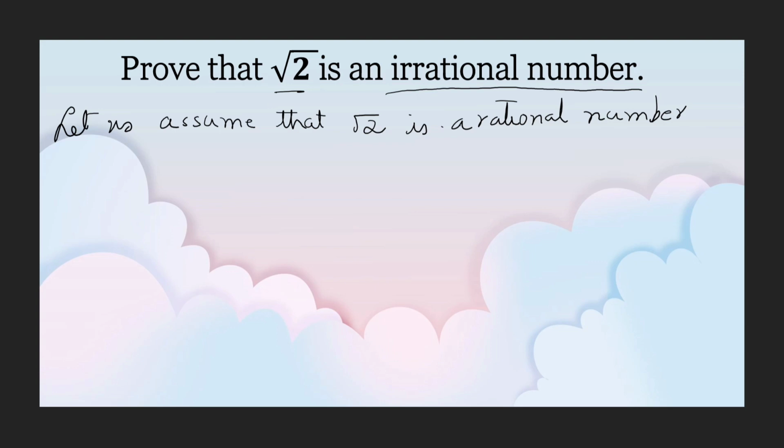That's all. So we can express root 2 in the form of p by q, where p and q both belong to whole numbers and they are co-primes. Co-primes means they have only 1 as a common factor, so they cannot be written in reduced form, and q is not equal to 0. Here, if you are going to prove root 3 is an irrational number, then also you have to follow the same process.